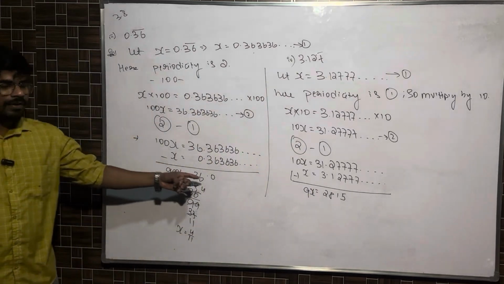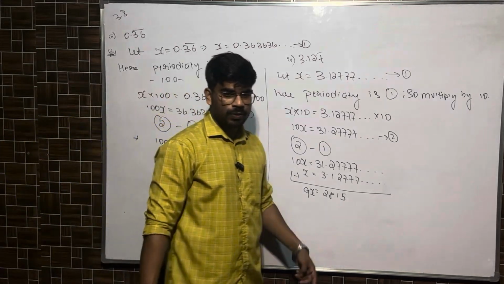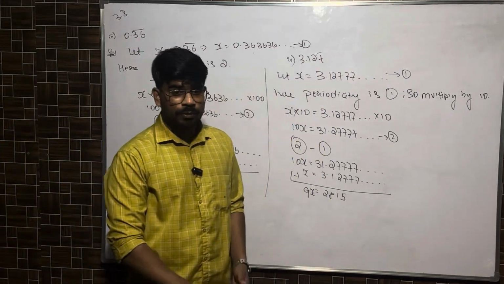In all the previous questions, after the point we got 0. Now here in this question, after the point we have 2 digits. In order to remove the point, what do we do?